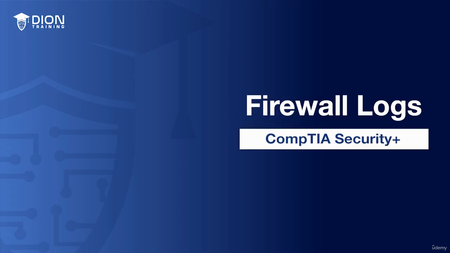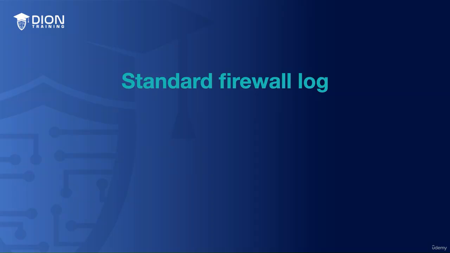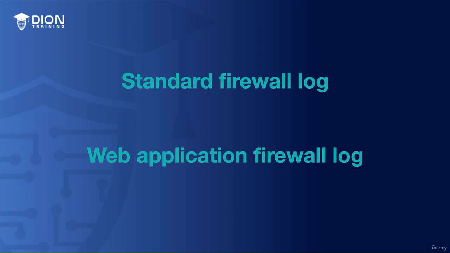In this lesson, we're going to talk about firewall logs. I want to show you two examples of firewall logs. The first one is going to be a standard firewall log, and the second one is going to be a web application firewall log. Let's take a look at these and see if we can figure out what kind of malicious activity might be occurring inside of these firewall snippets.